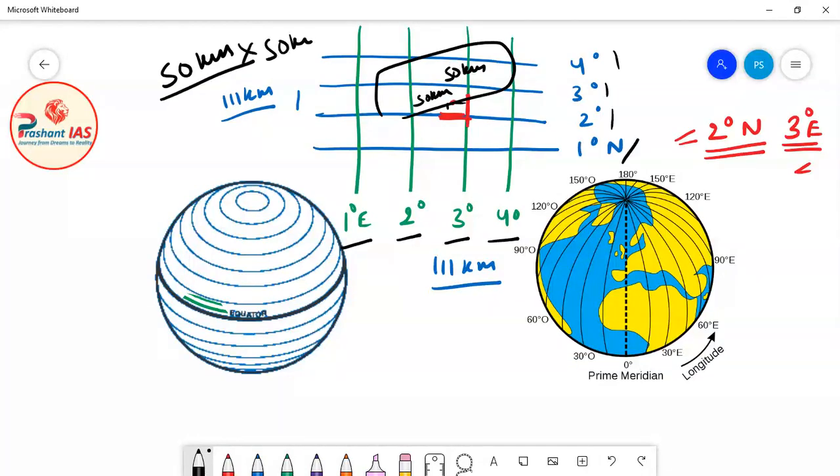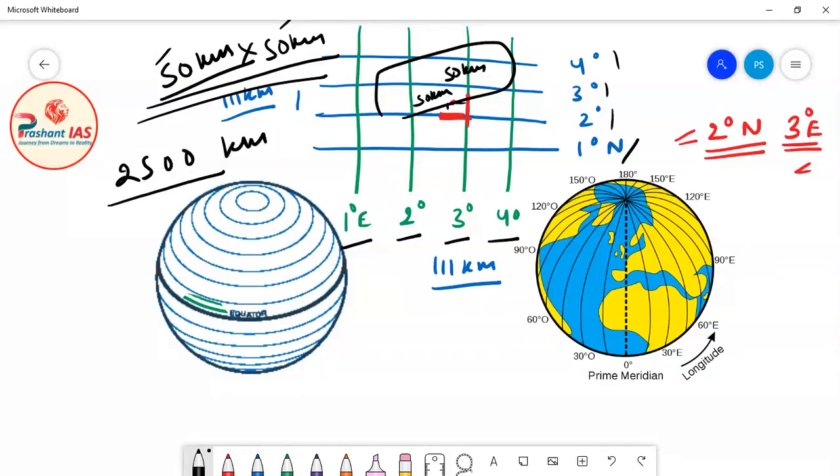When you multiply and find the area, it comes out to be 2500 kilometer square. So your friend has to search for you in an area of 2500 kilometer square, which is such a big area that your friend will not be able to find you at any cost. This area is much larger than the area of a big city.